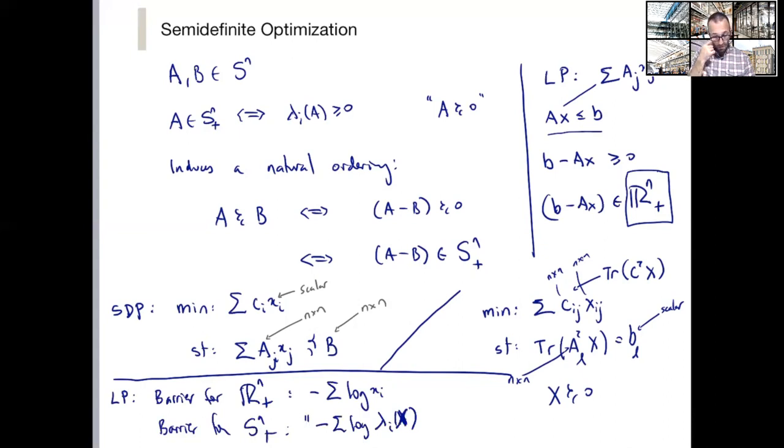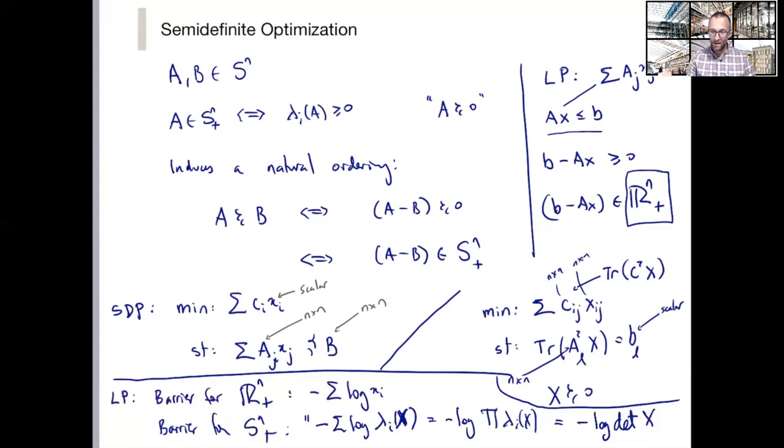But what does this mean? The sum of the logs, remember, is equal to the log of the product of the eigenvalues. And the product of the eigenvalues is exactly the determinant. So this is equal to minus log det X. So this is what's going to replace that minus log in our interior point method.